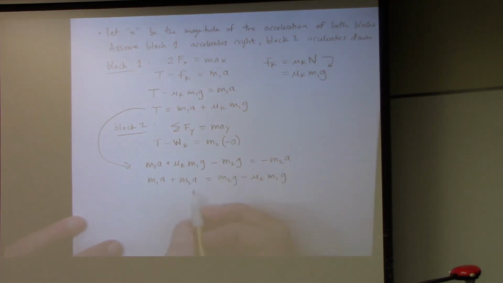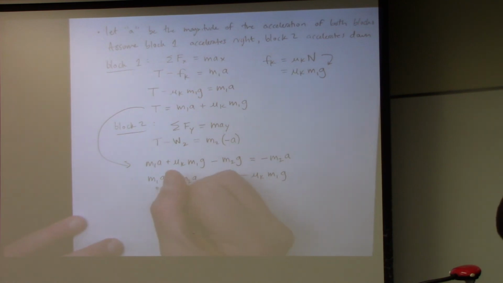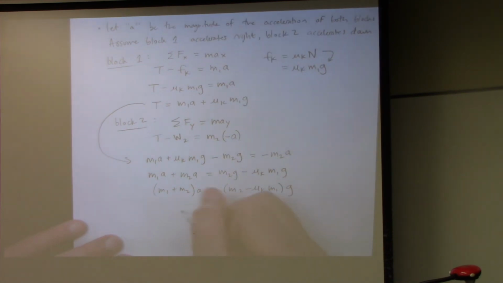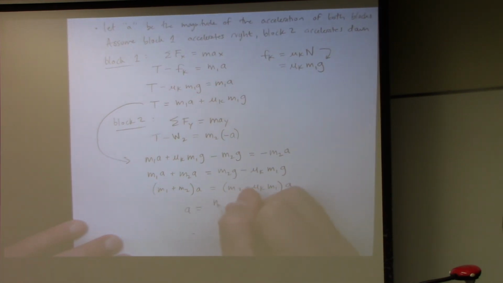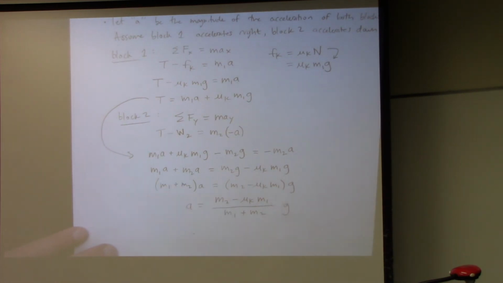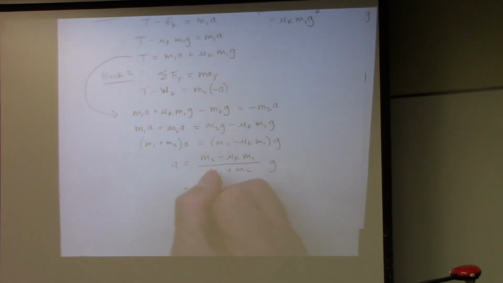So let's write this one more way. We have m1 plus m2 multiplying a common factor of a. And then over here what we have is m2 minus mu k times m1 multiplying a common factor of g. So if we want to solve for a, we're going to have m2 minus mu k m1 divided by m1 plus m2, so divide by what's in parentheses here, and then that's all multiplying a factor of g. That's going to give us a.